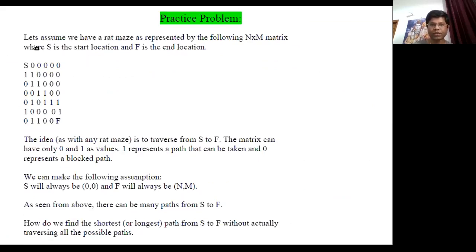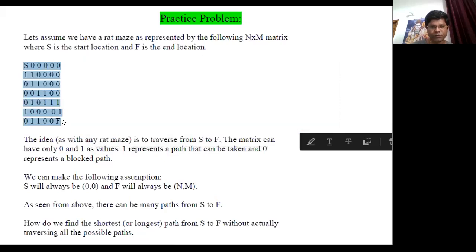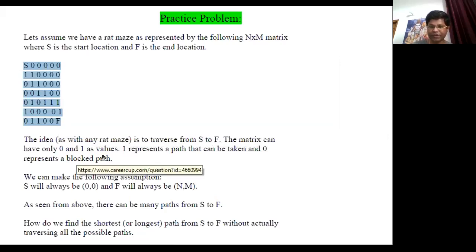So let us assume we have a rat maze as described by the following n cross m matrix, where S is the start location and F is the end location. It means S is the start location and F is the final destination. The idea is to traverse from S to F, as we did in the previous example. The matrix can have only values 0 and 1. 1 represents a path that can be taken and 0 represents a blocked path, as we did earlier.